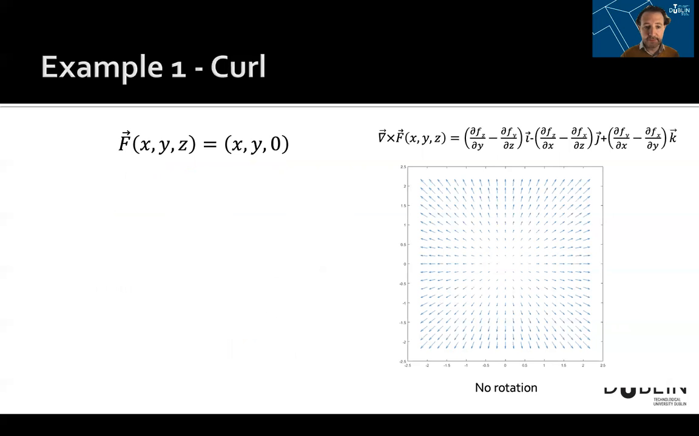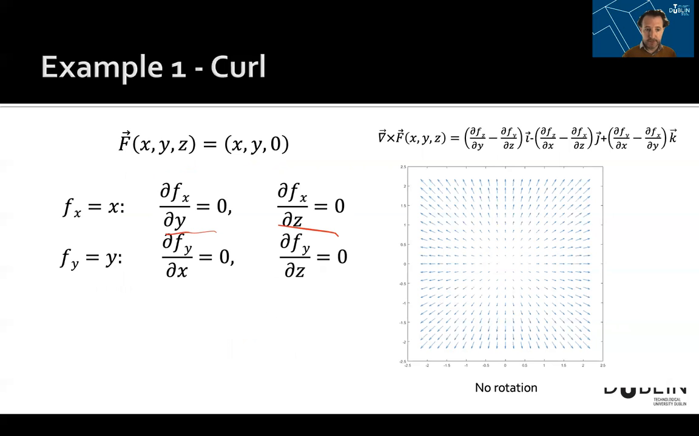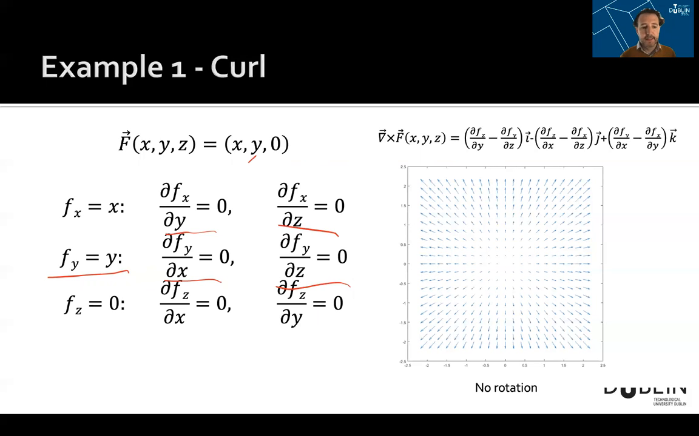Now we have to do a bit of differentiation. For the x part, we differentiate with respect to y. So the derivative of x with respect to y is 0. Derivative of x with respect to z is 0. The y part, fy is y, that's that part. Derivative of that with respect to x is 0. Derivative of that with respect to y is 0. Fz is equal to 0. So the 2 derivatives there are 0.